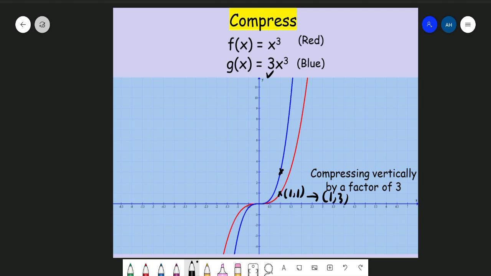So if we do every point on the graph of x cubed, we are going to have the graph of 3x cubed. That is the blue one. See, the graph becomes smaller.